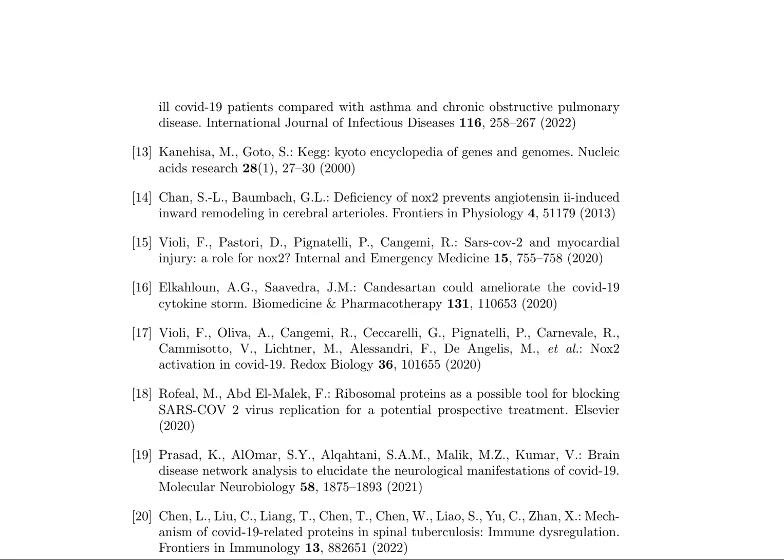The review also explores the relationship between COVID-19 and cardiovascular disease, citing evidence that SARS-CoV-2 infection can lead to myocardial injury and cardiovascular complications. Furthermore, the literature review discusses the potential role of ribosomal proteins in blocking SARS-CoV-2 replication and the application of brain disease network analysis to elucidate neurological manifestations of COVID-19.